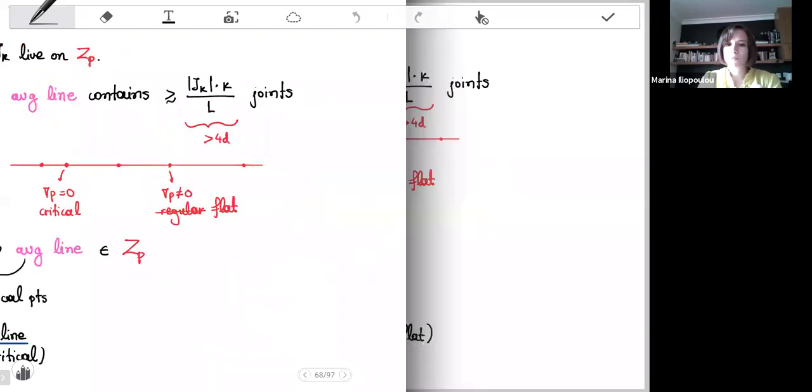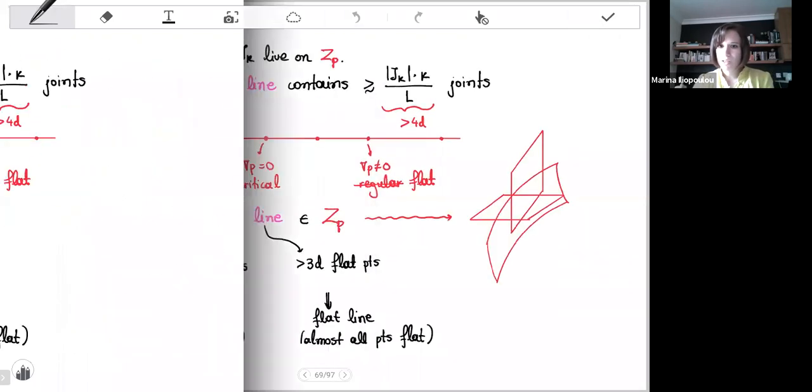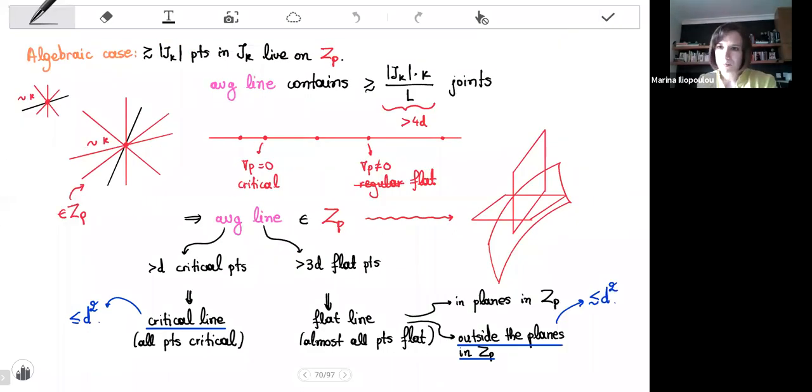Now, another case is for the average line to contain many flat points. And this does infect almost the whole line. So it means that except for finitely many points along the line, everywhere else the second fundamental form will be zero. Can we control such lines? Let's think about this. Let's look at the zero set. It looks a bit like this. It has some planes potentially in it and some curved parts. Now, a plane contains infinitely many flat lines. The second fundamental form vanishes everywhere. So we can't control flat lines on the planes, but we can definitely control them outside the planes. So we have very few of those as well.